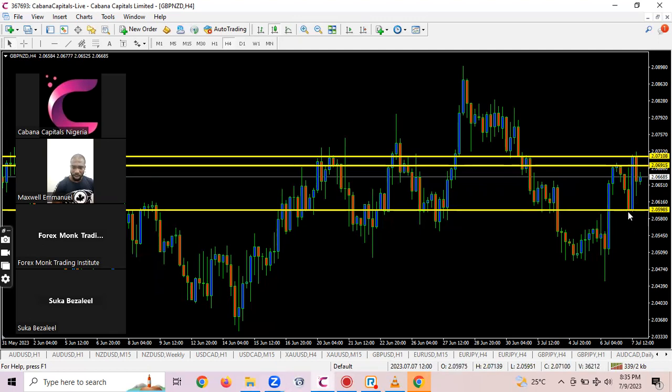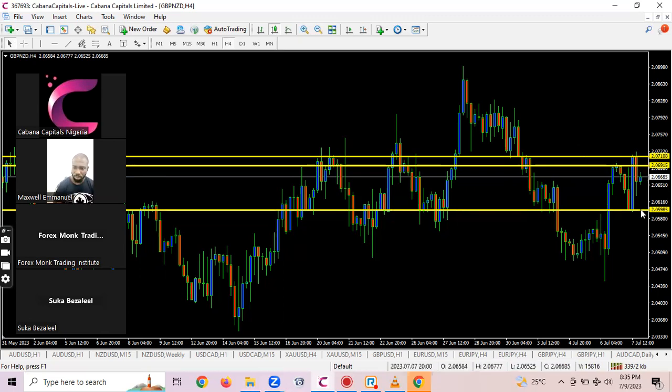Price might pull back to this support. And if a 4-hour candle breaks this support, so if you're considering buying, you should wait for a 4-hour candle to close above this zone. That's my take on GBP New Zealand. For me, the overall trend is still bullish, but currently I'll be taking a short sell.